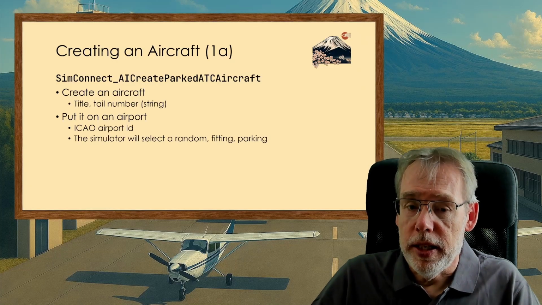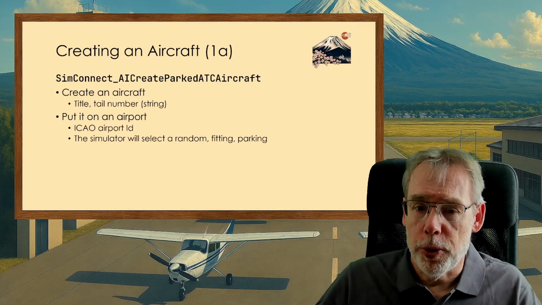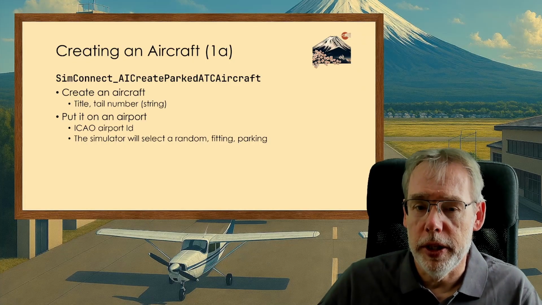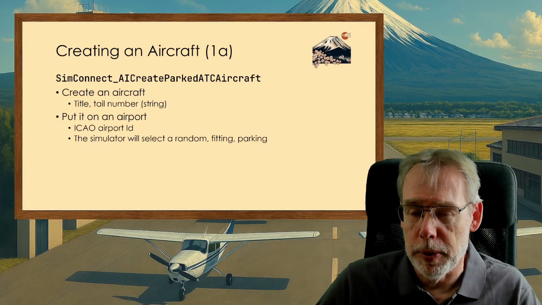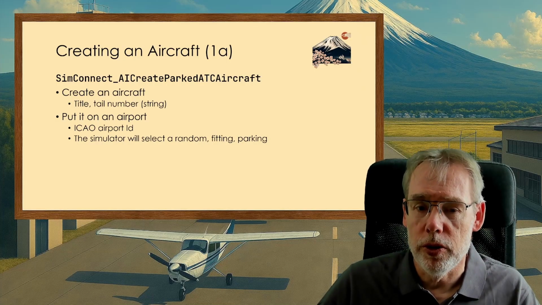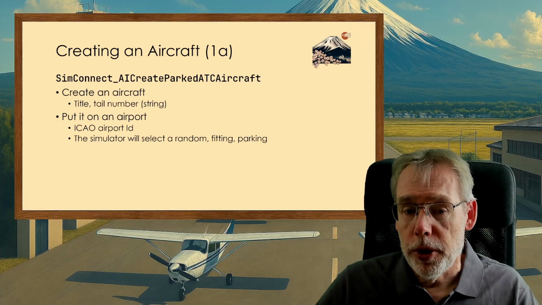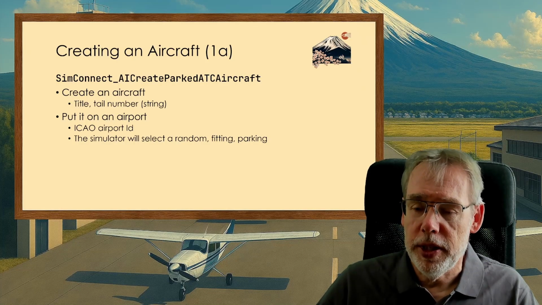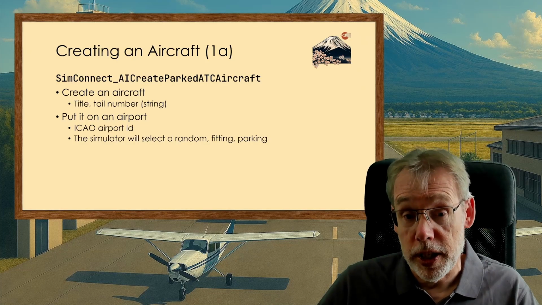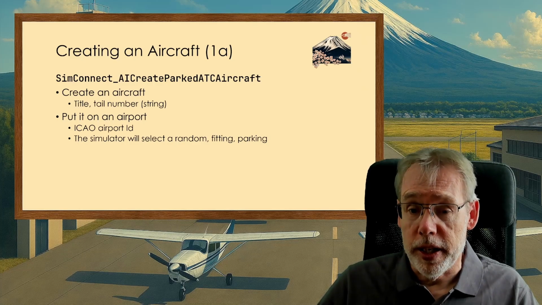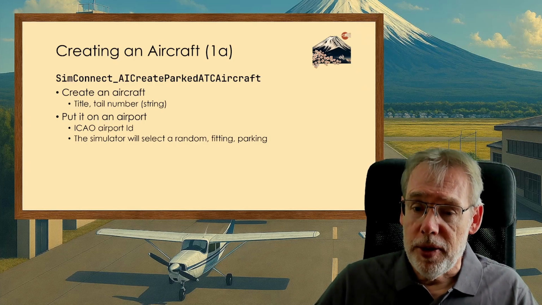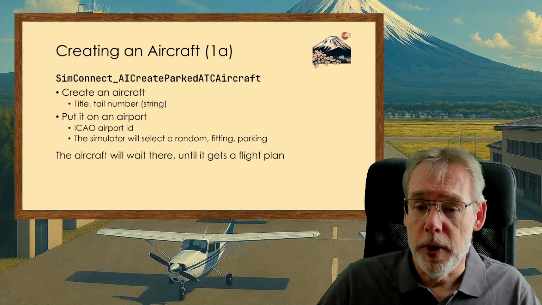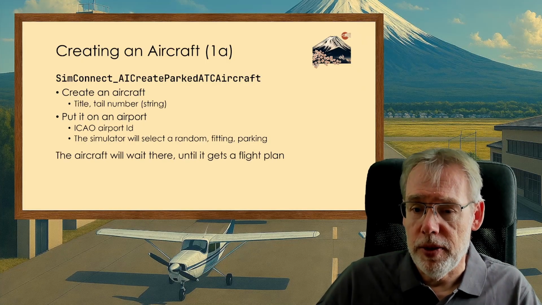And then the next thing is we're going to put it on an airport, because it is going to be under ATC control. It's going to be parked under ATC control, so it's going to start at an airport. But all you can specify is the airport ID. The simulator will then use its information on the aircraft about its size and its type and find a fitting parking. It will be random. The aircraft will then wait there until it gets a flight plan.